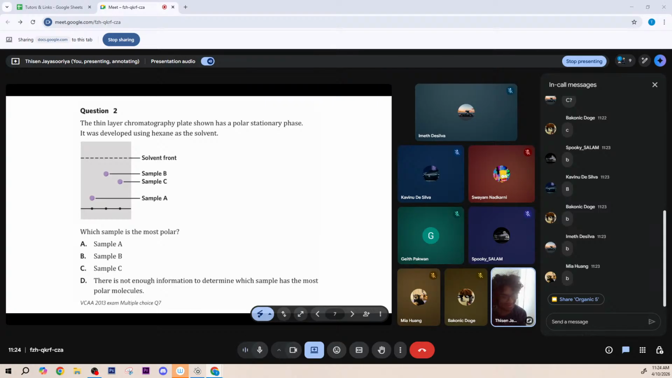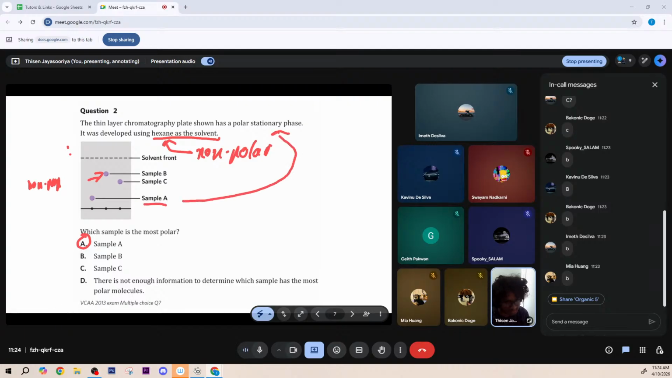So here I think I know what you guys have done. It's hexane, and hexane is a non-polar solvent. That means the thing that moves the highest through it is actually a non-polar molecule. B is actually extremely non-polar. It has to be A, because A adheres most to this polar stationary phase, which means it moves the least. So the answer has to be A here. Does that make sense for everyone?